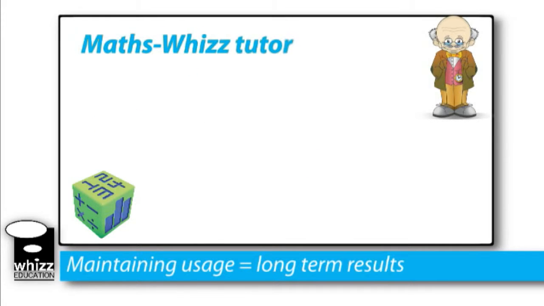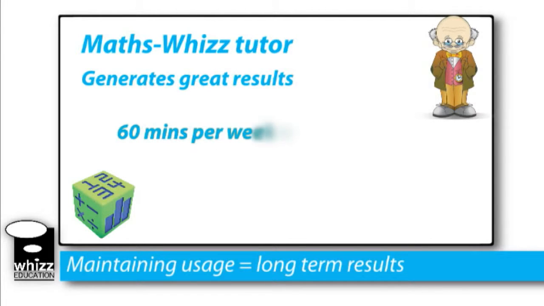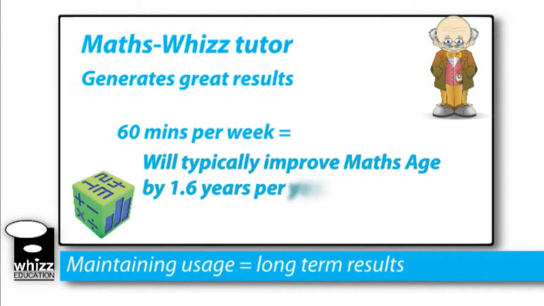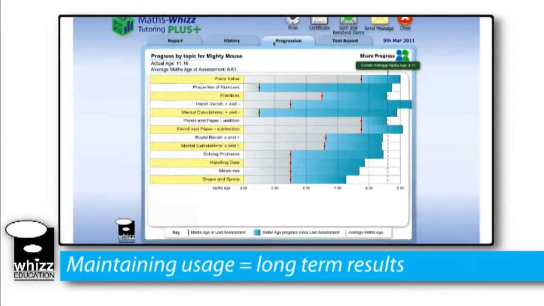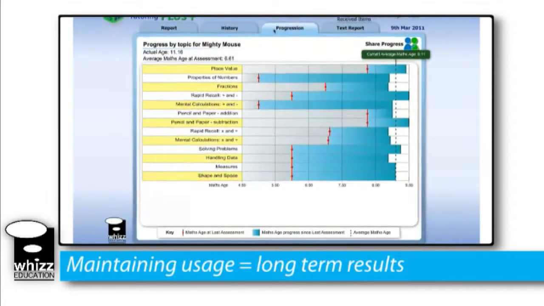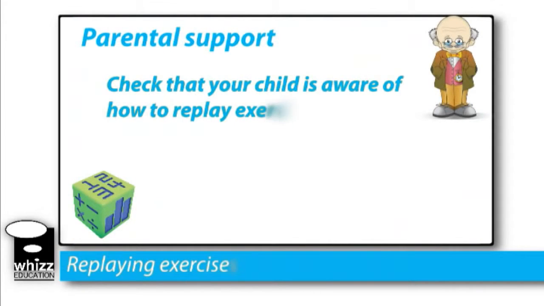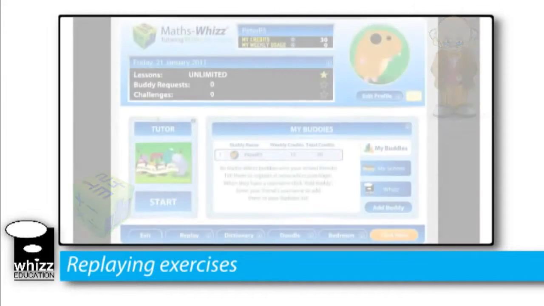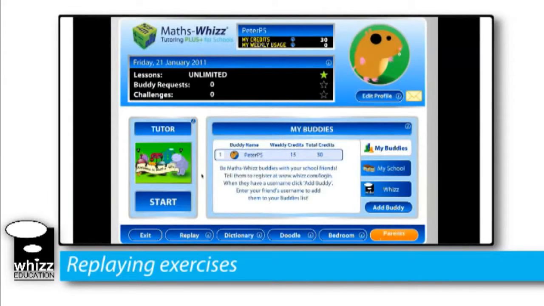The Maths-Whizz tutor has shown to generate great results. 60 minutes a week will see your child's maths age improve typically by 1.6 years in the space of a year. That represents great progress. As a parent, you want to make sure that that progress is sustainable and reinforced. One of the things you can do as a parent is check that your child is aware of how to replay exercises they've already passed in tutor mode. Your child can do that by going to the console and clicking on Replay.